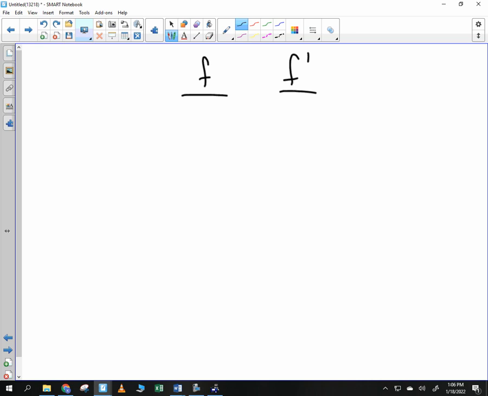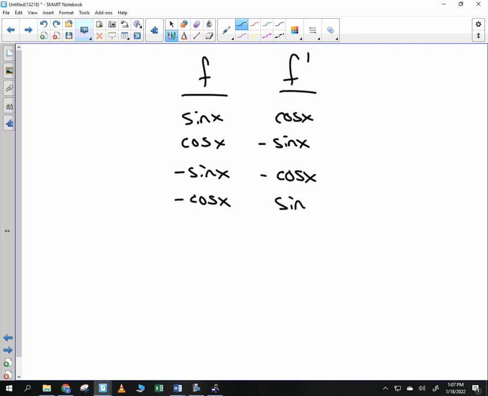So you may want to consider doing this. If you're ever wondering about sine and cosine, here's what a lot of people do that kind of helps them out. They write sine of x, cosine of x, negative sine of x, and negative cosine of x. What's the derivative of sine? Cosine. Because you could go this way, right? Derivative of cosine is negative sine. Derivative of negative sine, negative cosine, and then the derivative of negative cosine is sine. So this tells us everything we need to know in order to go this way.